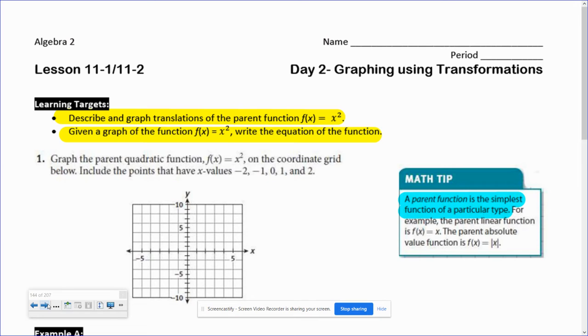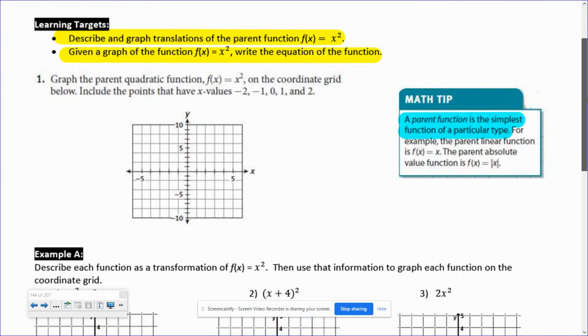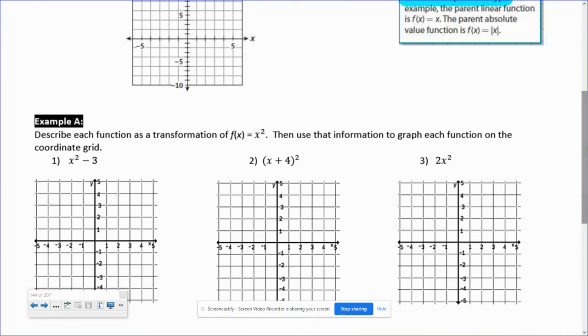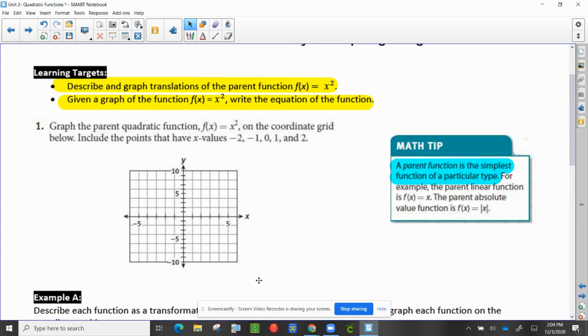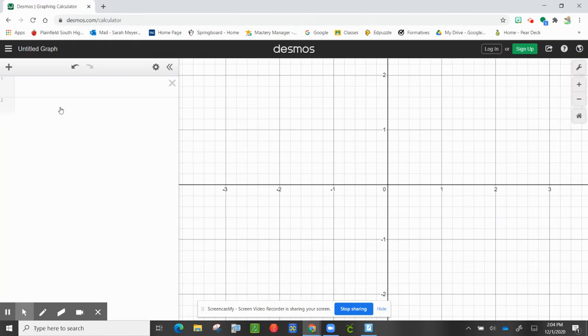Okay. So to describe the transformations, we first have to talk about what the parent function does. Remember, the parent function for this is going to be f of x equals x squared. So the parent function is the simplest function of that particular type. So remember, when we start putting numbers in, that's what's going to give us our transformations. The book had us make a table of values to see what the parent function does, but for the sake of time and for our video, I'm just going to use Desmos since we're familiar with it. I'm going to go to Desmos here, and I'm just going to graph the parent function.